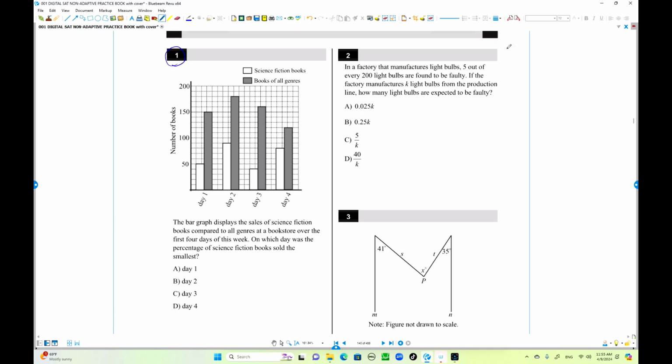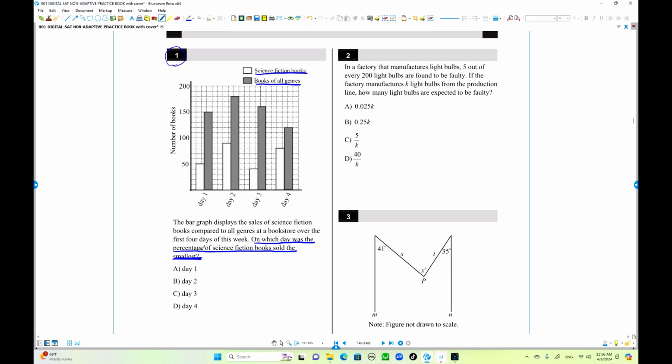Okay, so we have a bar graph. The white one is science fiction books. The shaded, black one is the number of books of other genres. That is the total number of books. So here is the graph. On which day was the percentage of science fiction books sold the smallest, not largest?